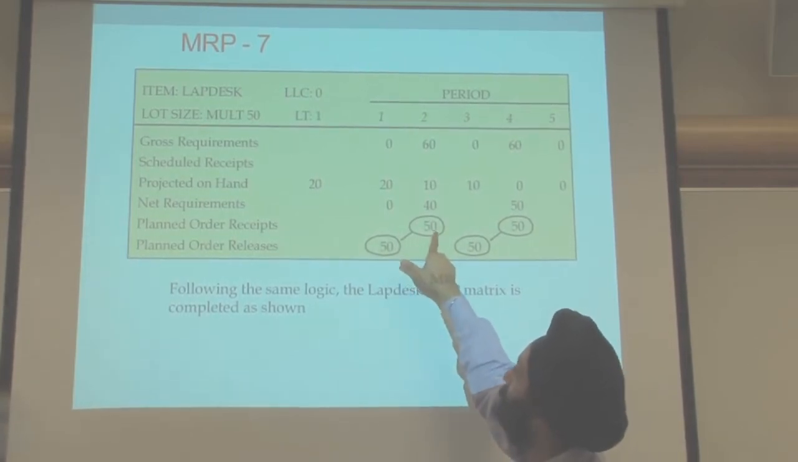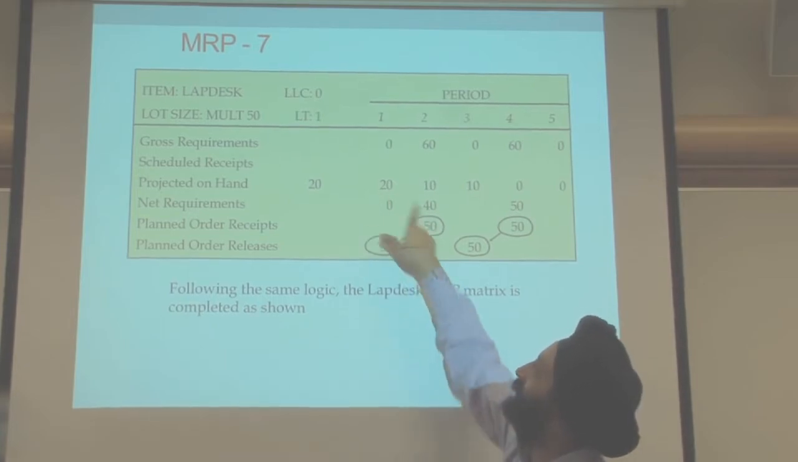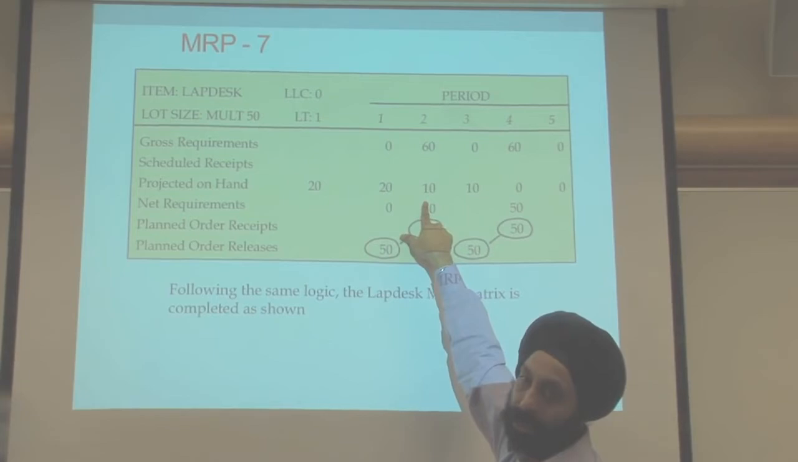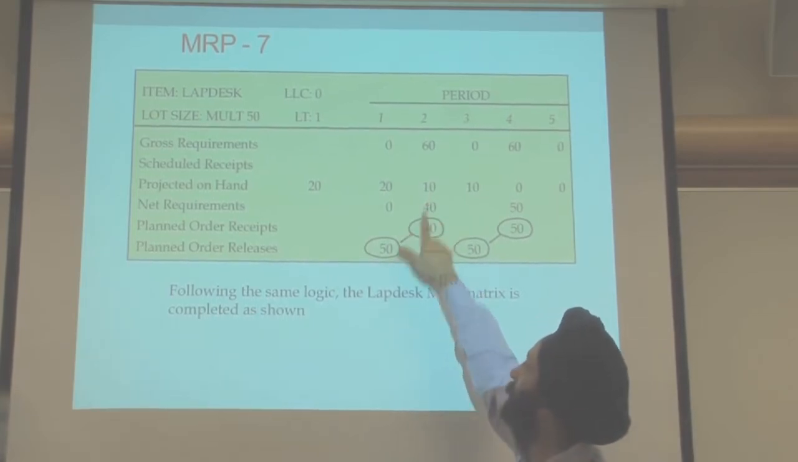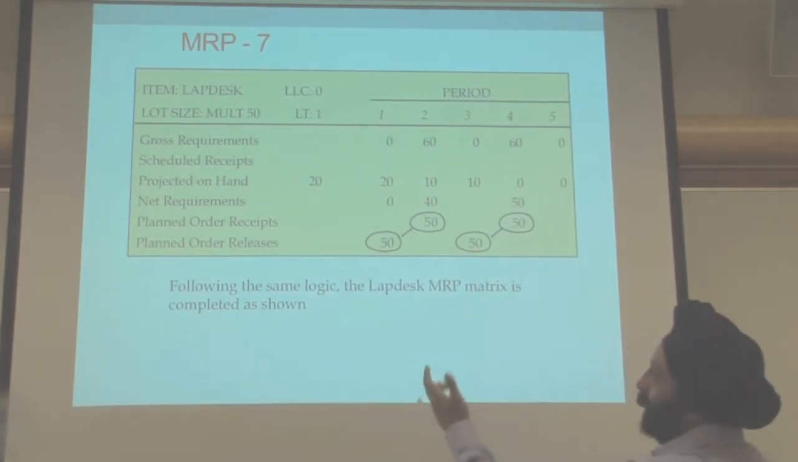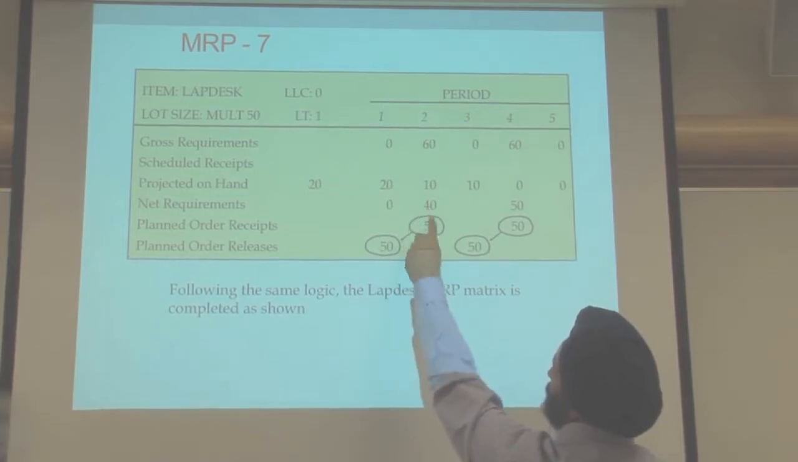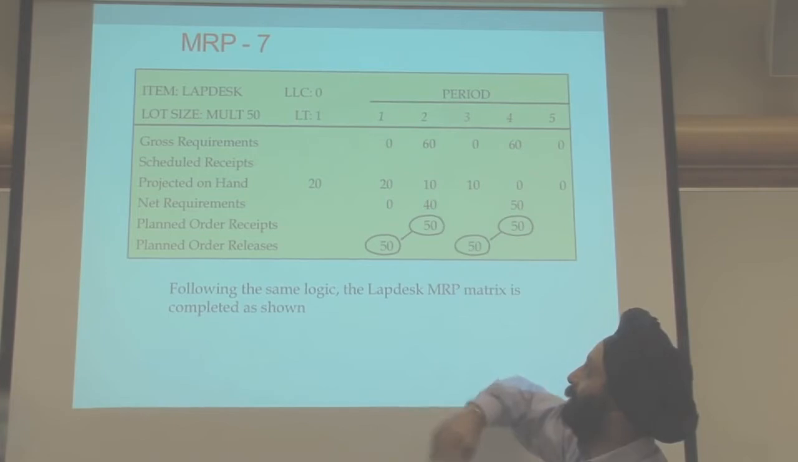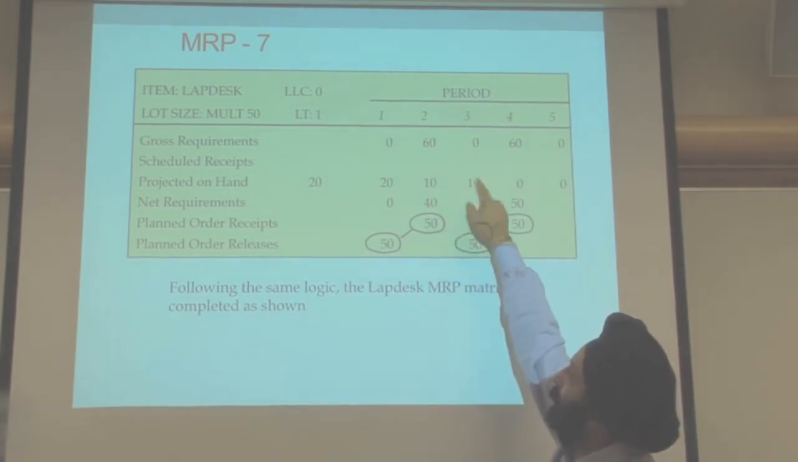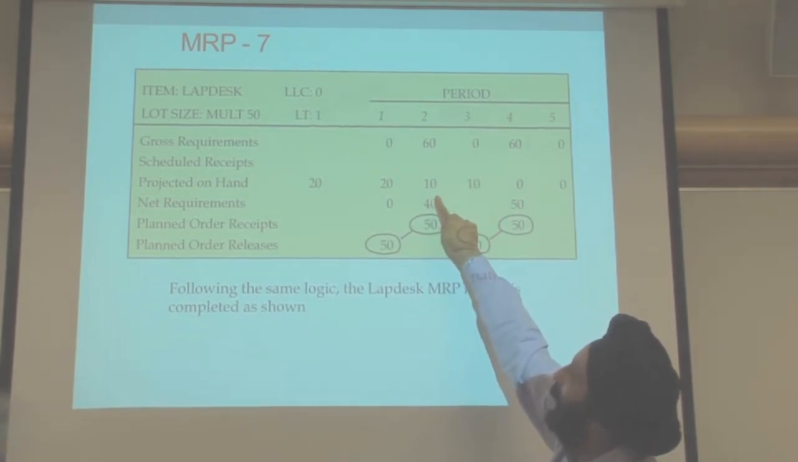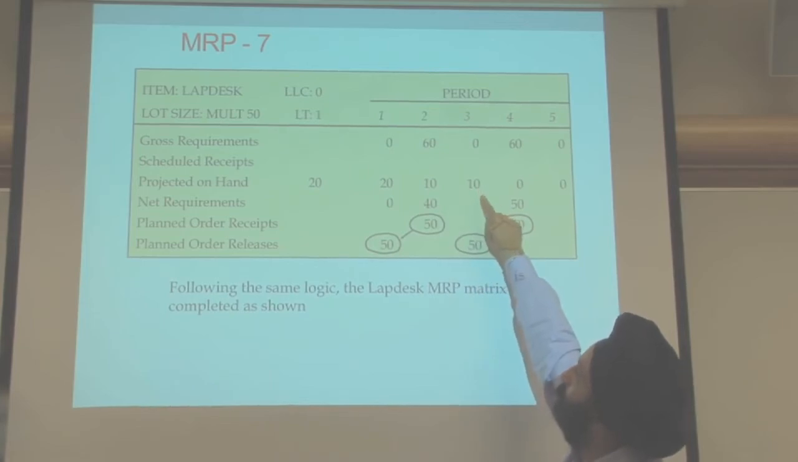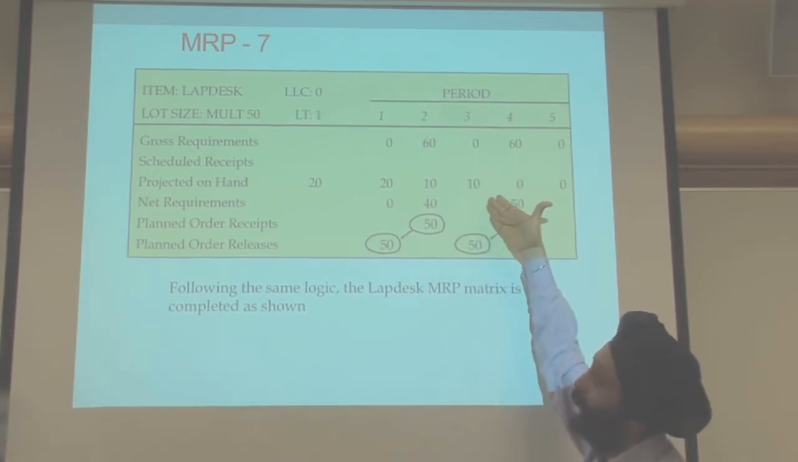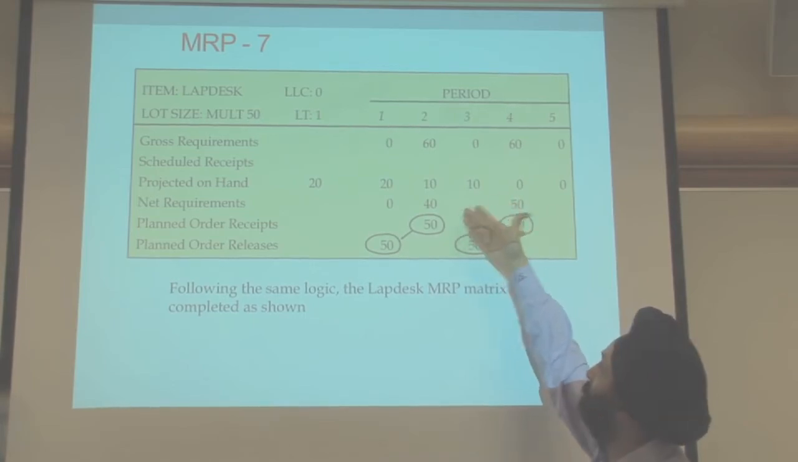If we get 50 over here, 50 plus 20 is 70. 70 minus 60, then we need to revise the projected on hand to 10, because we actually ended up ordering 50, which is more than the net requirement. So we end up having positive inventory as a result. In this case, we have 10 units which move to the next period. Since there is no additional gross requirement, you're looking at the same 10 units moving further.